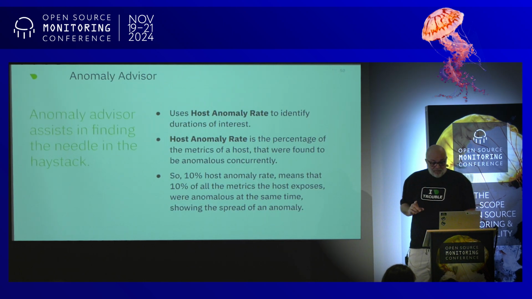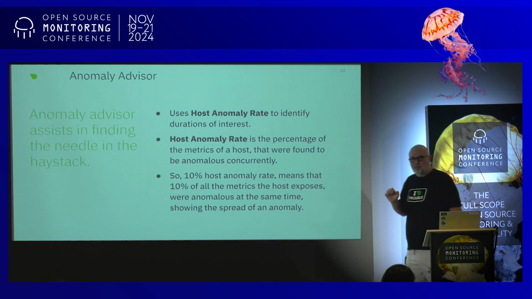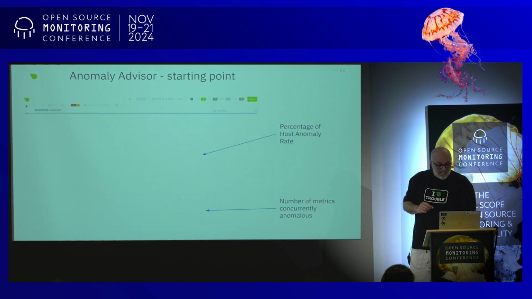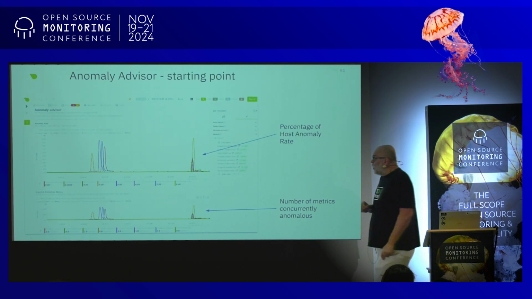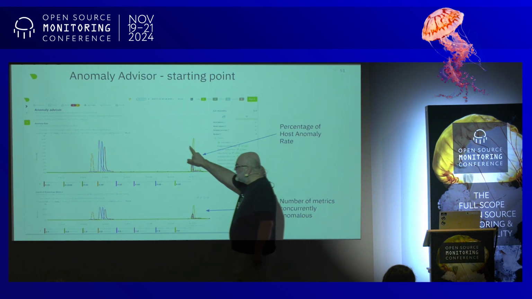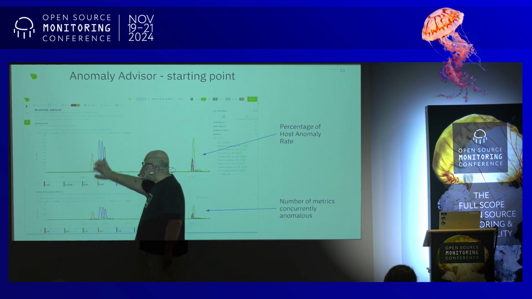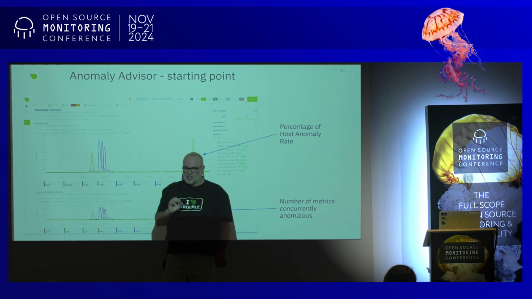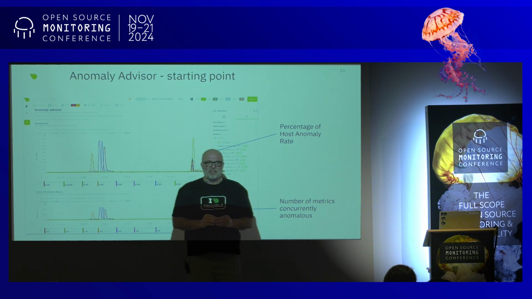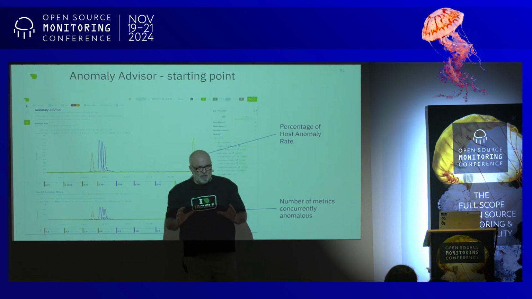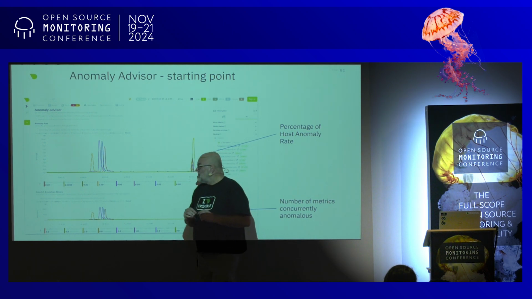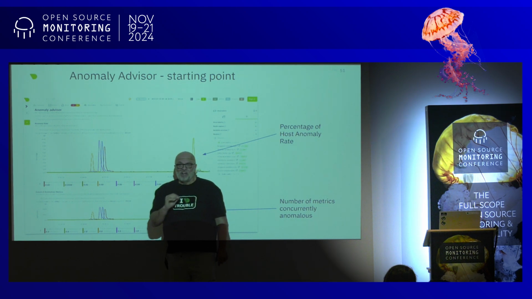But we didn't stop there. So we calculate host anomaly rate. What we observe, guys, is better on this chart. On this chart, every line is a node. And the y-axis is the percentage of the dimensions of the metrics of a server that got anomalous together, concurrently. So what we realized is that anomalies happen in clusters.